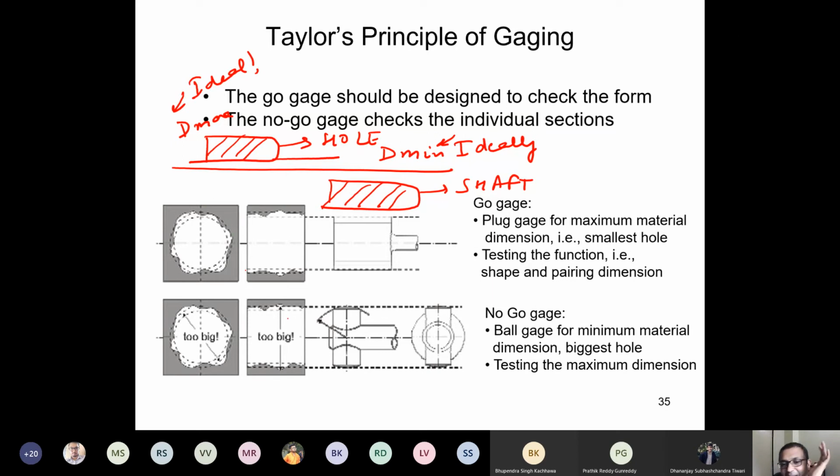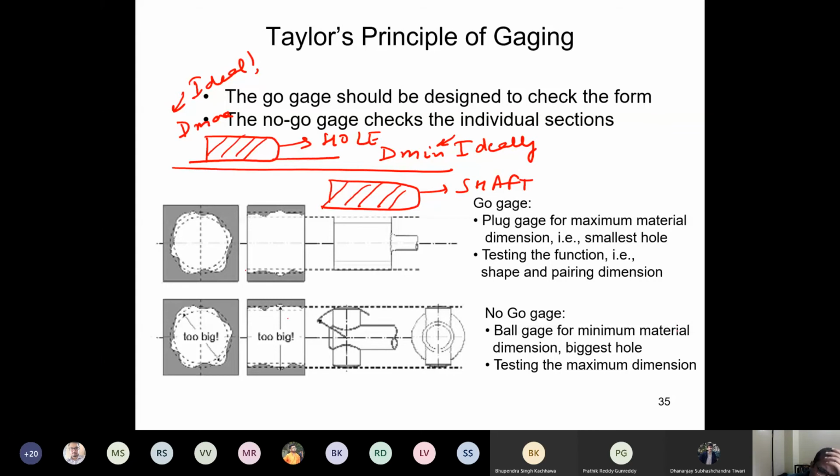So I should ideally make it the size of D max, I'm using the word ideal. Any ideas why I'm using ideal? So ideally I should make D min and ideally I should make D max. In a perfect world, if I were able to make it, I would make my go gauge the size of D min, and the no go gauge for holes the size of D max. It's not an ideal world, right? So there will be a tolerance on this, right? So now you tell me, if I have to make a gauge, this is the tolerance on a hole. What kind of tolerances should I put?